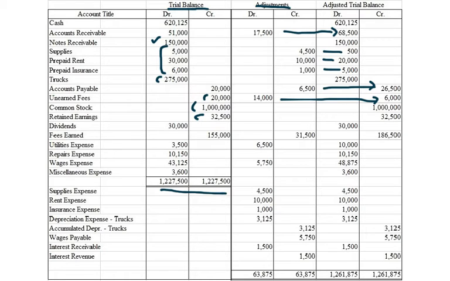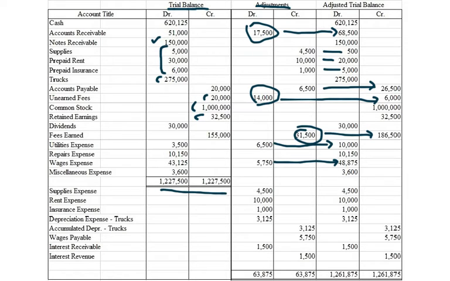All right, what's up next? We see fees earned was increased $31,500. I know that number doesn't appear anywhere, but if you take this plus this number there, yep, that's where it's coming from. That's how it reconciles. So that will equal a $31,500 increase in fees earned. So now it's up to $186,500. Utilities expense was increased $6,500 because it was incurred but not yet paid. And then wages expense, same thing, incurred but not yet paid. So we add that $57.50 to that. So that's now $48,875.